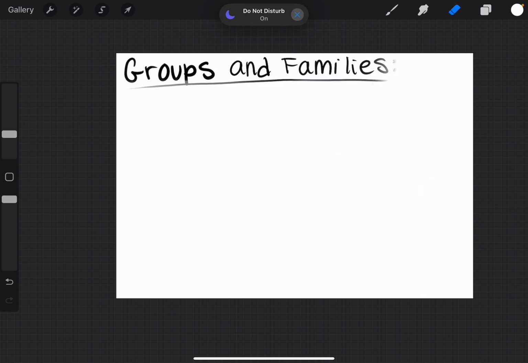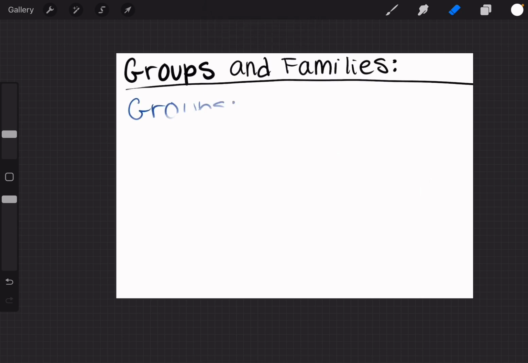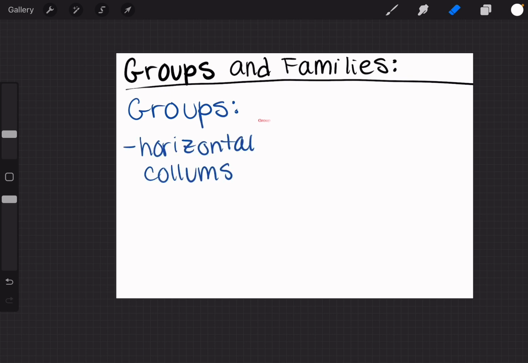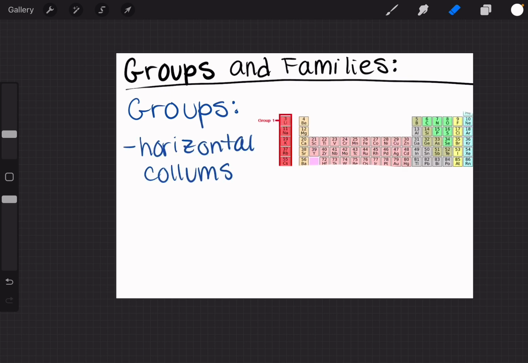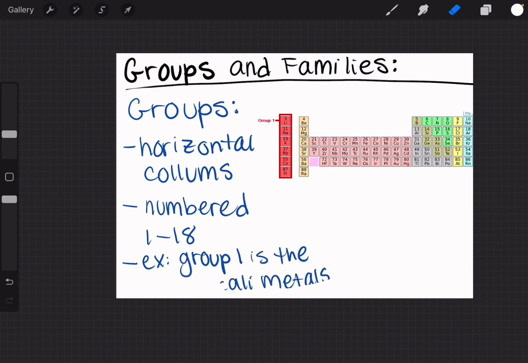And we have groups and families on the periodic table. And to start, we have groups, which are the vertical columns on the periodic table. Here's the diagram. They're numbered 1 through 18. An example would be group 1, the alkali metals, which are right there.